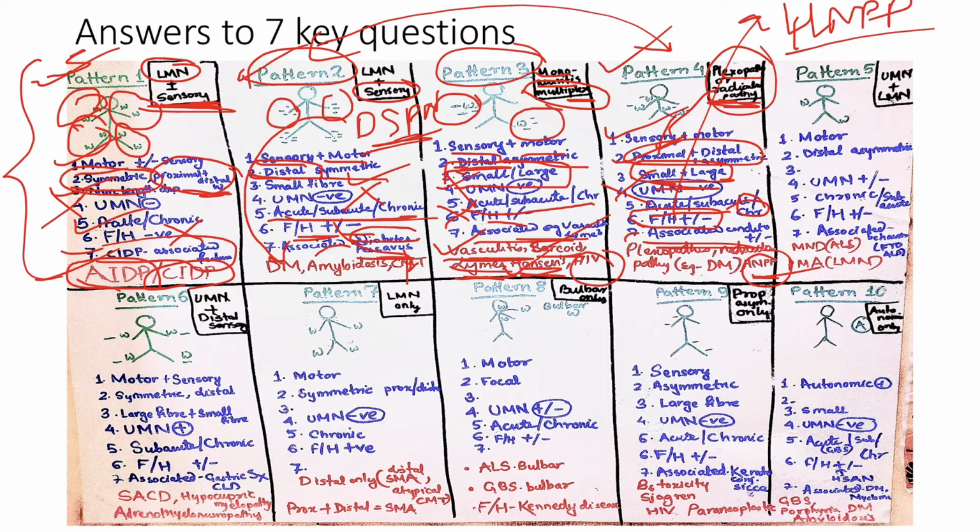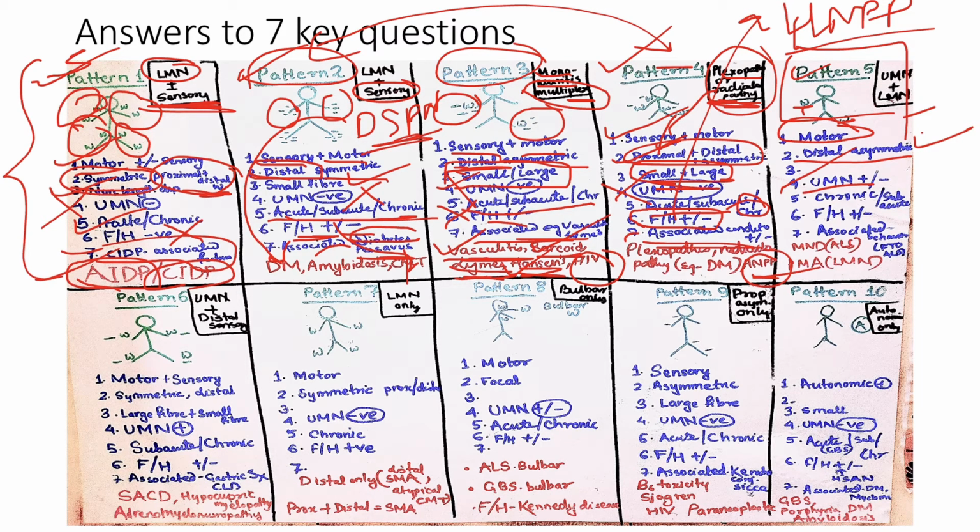Okay, so pattern 5, what is this pattern 5? Here from pattern 5 onwards the UMN signs will come. Up till now there were no UMN signs. Now the UMN signs come. Here in this patient we have an asymmetric weakness, right? It is only the motor system. This is a distal asymmetric weakness. There may or may not be UMN signs, because we are discussing say PMA, or only LMN affection.